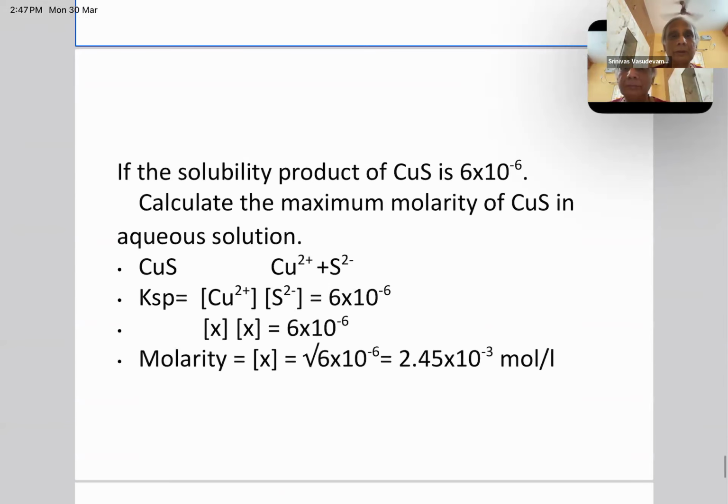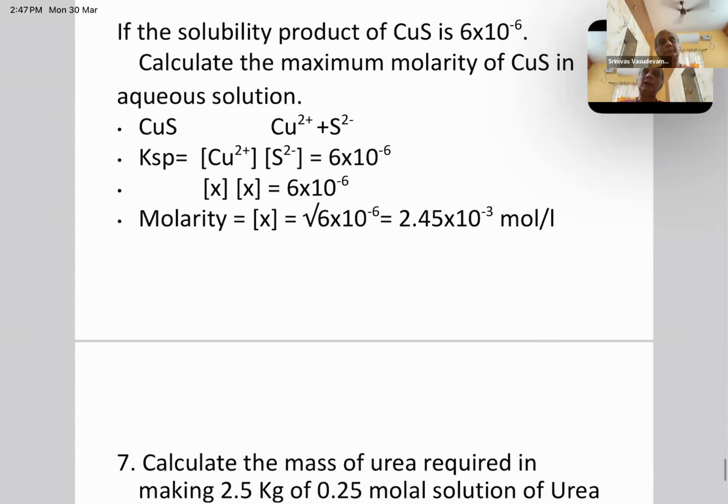Then solubility product. Solubility product is the product of concentration of ions each raised to the stoichiometric coefficient in a saturated solution at 298 Kelvin. Here, the solubility product of copper sulfide is given as 6 into 10 power minus 6. Find out the molarity of CuS in aqueous solution. CuS gives you Cu2+ and S2-.